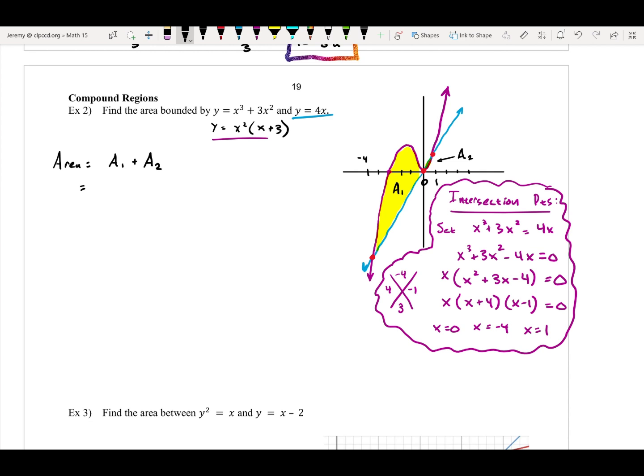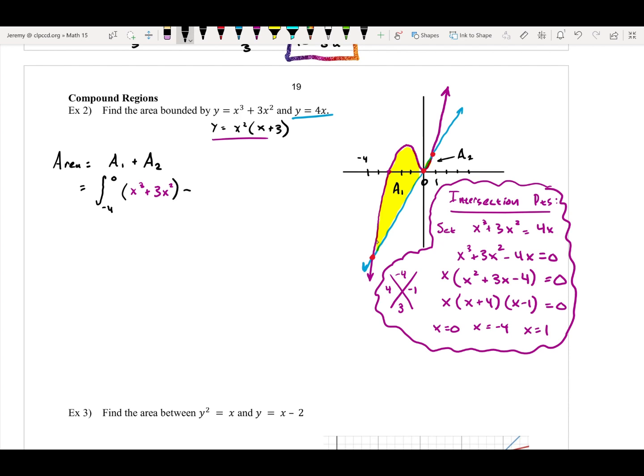And now we're going to set up a couple of integrals for these two areas. Area 1 goes from -4 to 0, so those will be my limits of integration for that one. And now what's the integrand? What goes on the inside of the integral? As always, we do top minus bottom. So what is the top function for area 1? The top function is going to be the purple line, which is our cubic function. So I'll fill in x cubed plus 3x squared.